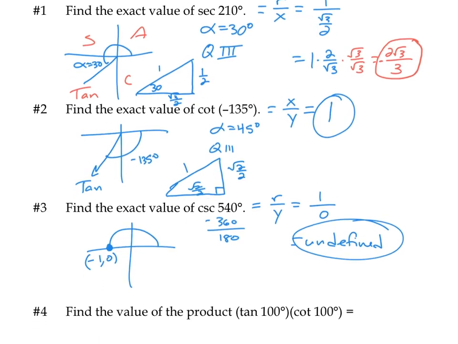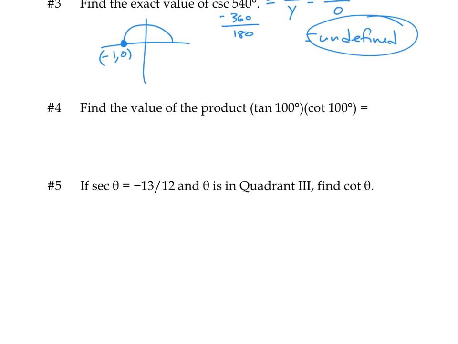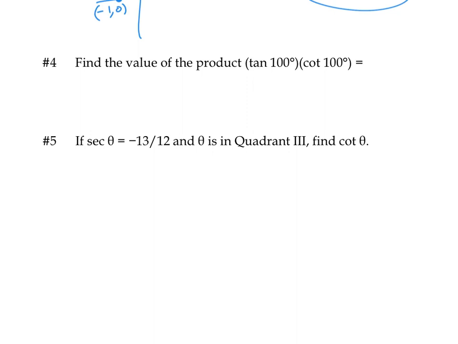All right, then moving on here to number 4. Find the value of the product of tangent 100 degrees times cotangent 100 degrees. These are not special angle measures. We don't need to know what the actual ratio is for tangent 100 and cotangent 100. We're multiplying reciprocals. Tangent and cotangent are reciprocals. So if you multiply reciprocals of that same angle measure, it will always come out to 1. Anytime you multiply reciprocals, your answer will be 1.